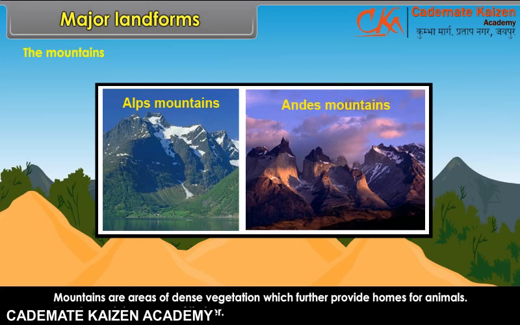Mountains are areas of dense vegetation which further provide homes for animals. Forests are rich reserves of timber.